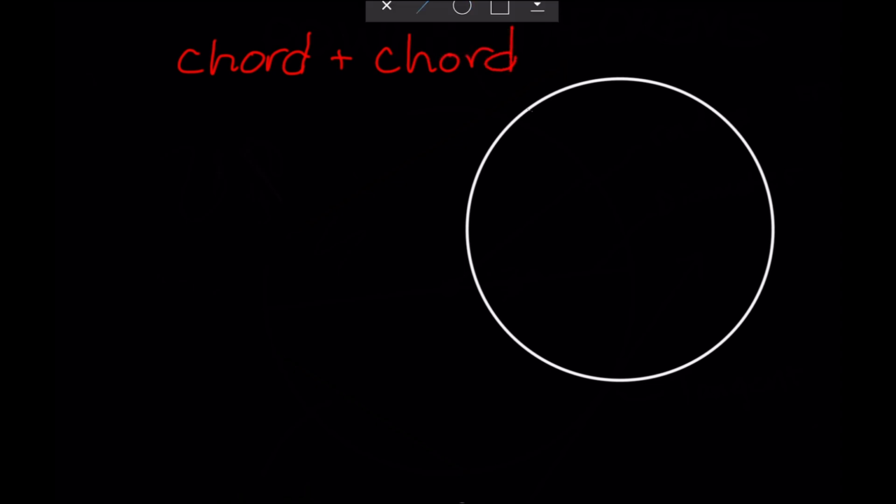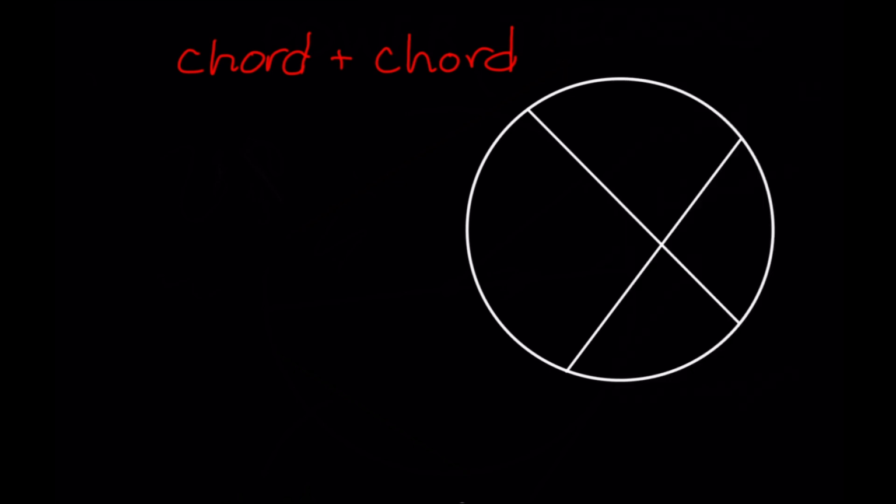This one right here is going to be a chord plus a chord. So we're going to have 2 lines intersecting, 2 chords to be specific, intersecting inside of a circle. And that would be an example of this kind of question. If we have it like this, then the theorem is that the product of the lengths of the parts of 1 chord is equal to the product of the lengths of the 2 parts of the second chord. Here is a drawn example of what I just said.